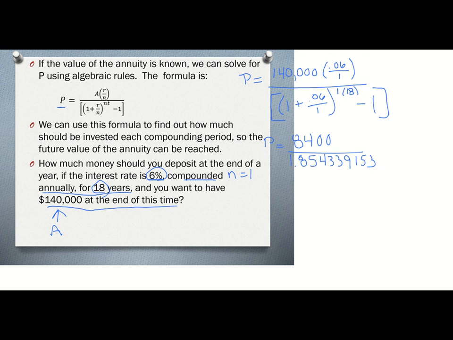And I want to divide, so take my 8,400, divide it by my last answer, and I end up with $4,529.915677. But here we want to round, and again with principal you always want to round up. So I need to deposit every year $4,529.92.